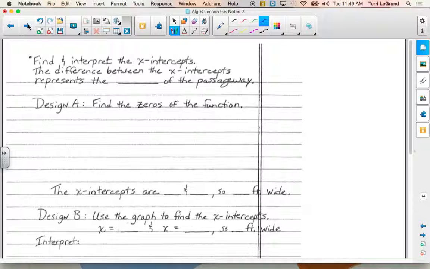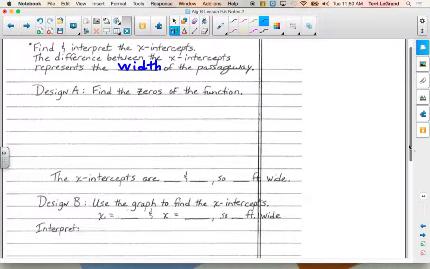The x-axis would represent the ground. So when this archway comes down to the ground, it's asking us the difference between the x-intercepts. That represents the what? The width, how wide it is, the width of the passageway. So when we find this, we're really going to be comparing their widths. Which one opens wider?